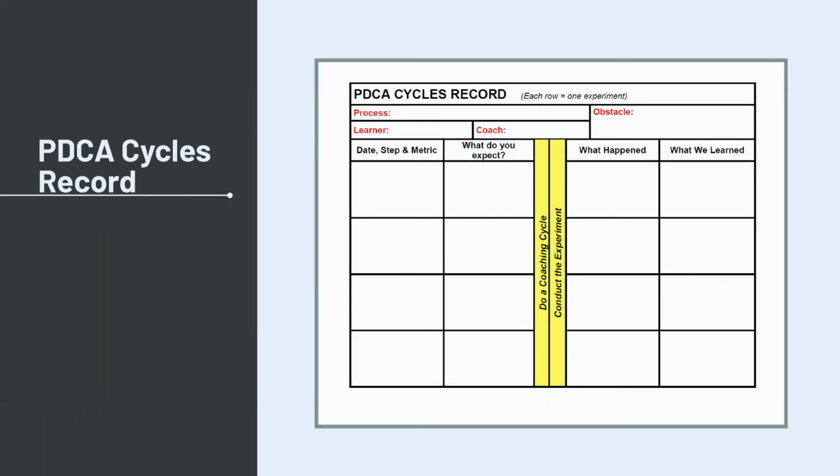The PDSA method is ongoing. What we learn from one small experiment can and should inform our next. This, again, is continuous improvement. A great tool for practicing and documenting the scientific method is the PDCA Cycles record.